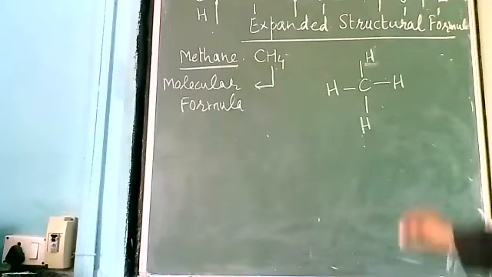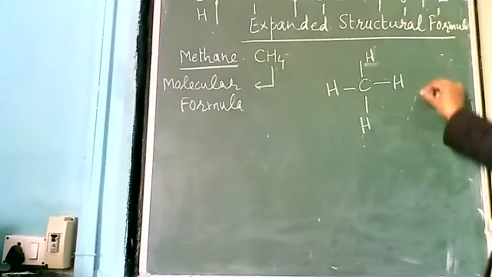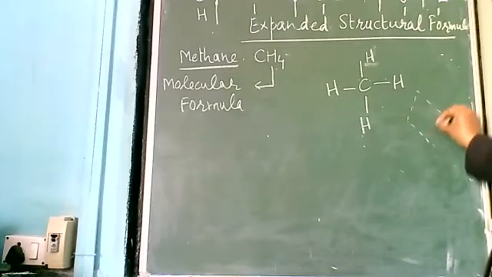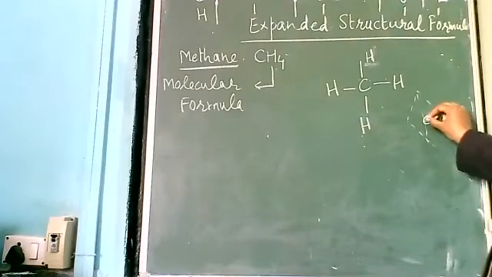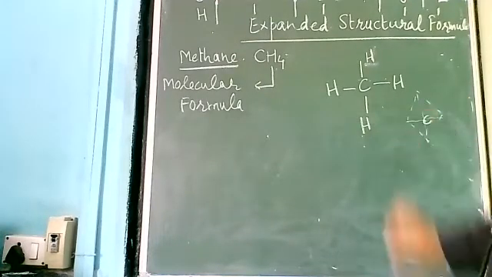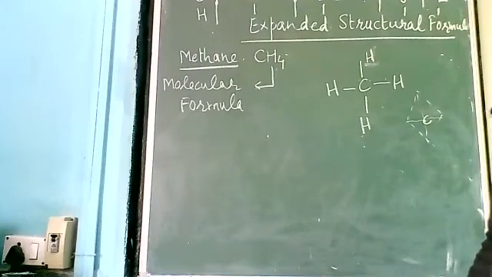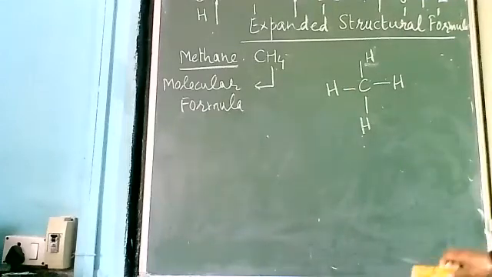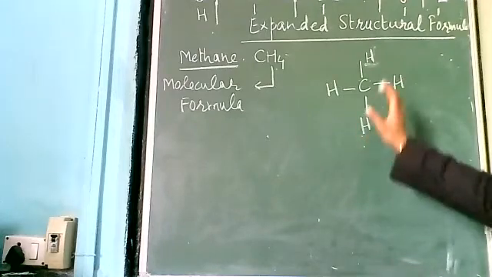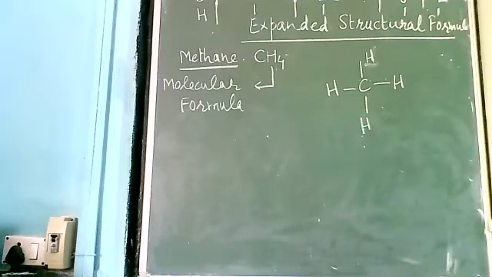But again, it forms a tetrahedral structure because repulsion is minimum three-dimensionally. If you see, you will find the structure like this three-dimensionally. But on paper, we are representing it two-dimensionally, so we will write like this, simple. Clear to everyone? Expanded structural formula. Can you write the electron dot structure here in your homework?